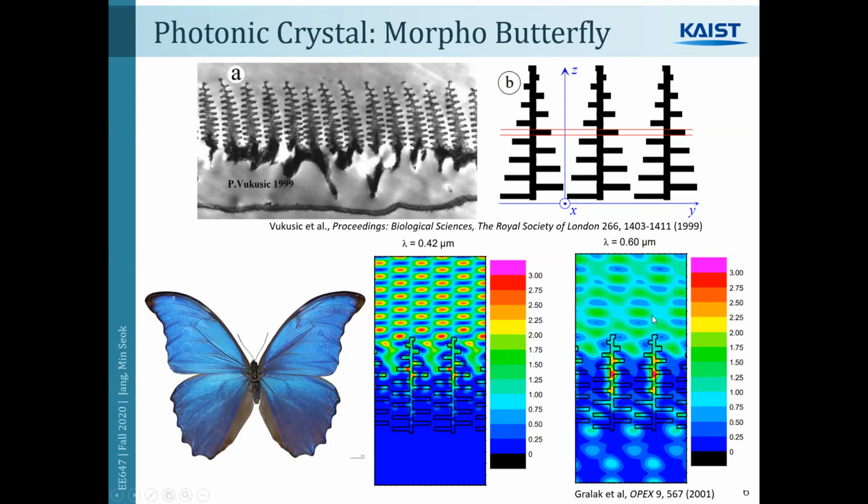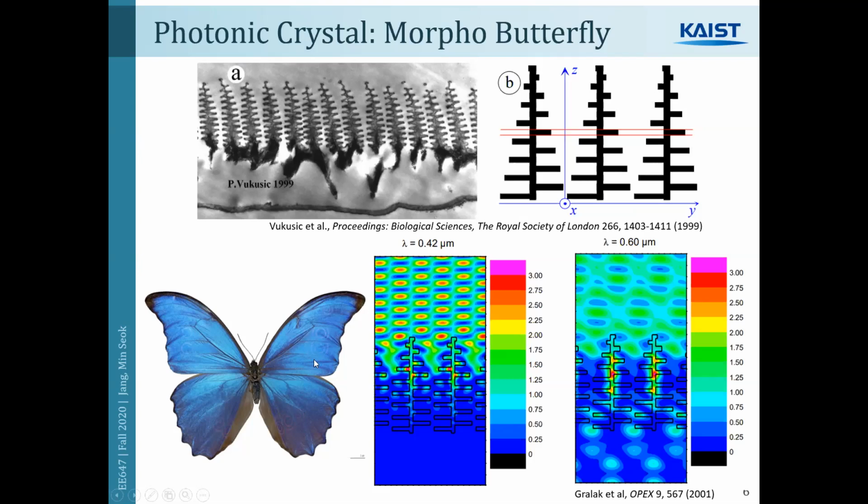But if you look at another color like 0.6 micron, which is not red, but about a yellowish color, you see most of the light is just transmitted, and of course some is reflected, but the reflection is not as strong. Okay, and because of this, butterfly wings have a blue color, because most of the blue light is reflected, and all the other colors are transmitted or absorbed. Okay, so this is a natural example of a photonic crystal.